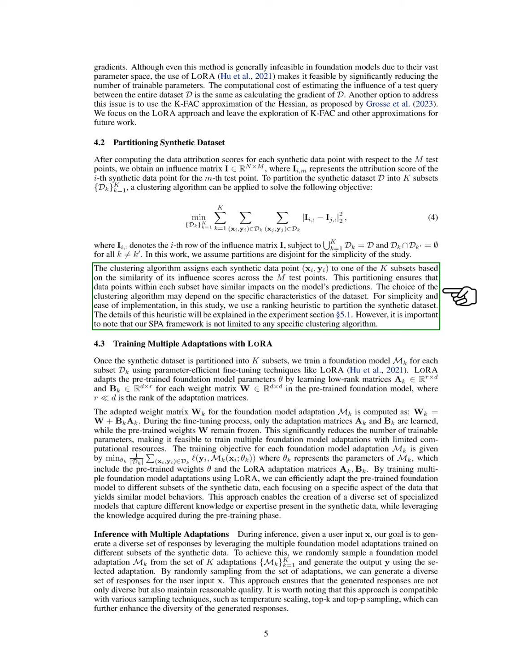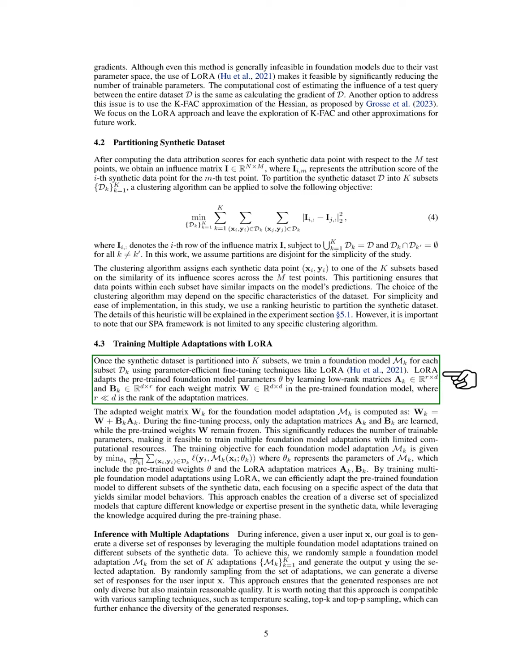Section: Training multiple adaptations. In this section, we describe our approach to training multiple adaptations of a foundation model. After dividing the synthetic dataset into k subsets, we train a foundation model for each subset using efficient fine-tuning methods. We adjust the pre-trained model's parameters by learning smaller matrices for each weight matrix in the model. The adapted weight for each model is calculated by adding the product of these smaller matrices to the original weight.